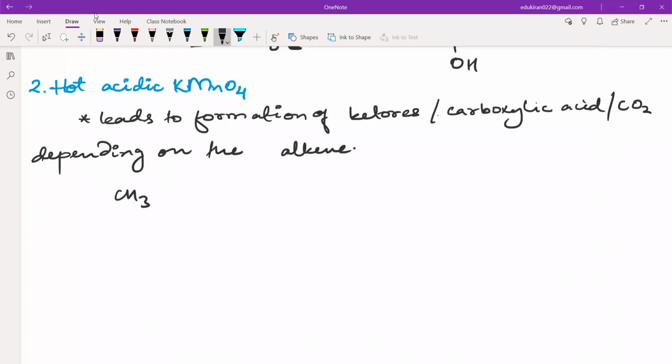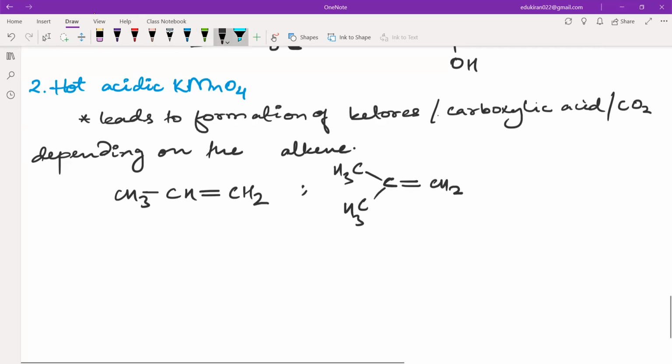You have alkenes such as CH3, CH, double bond, CH2. Another type of alkene that you can have is a carbon which is bonded to CH3, and this is also bonded to CH3, double bond, CH2. Okay. Now let us look at these carbons. Let us look at these alkenes.